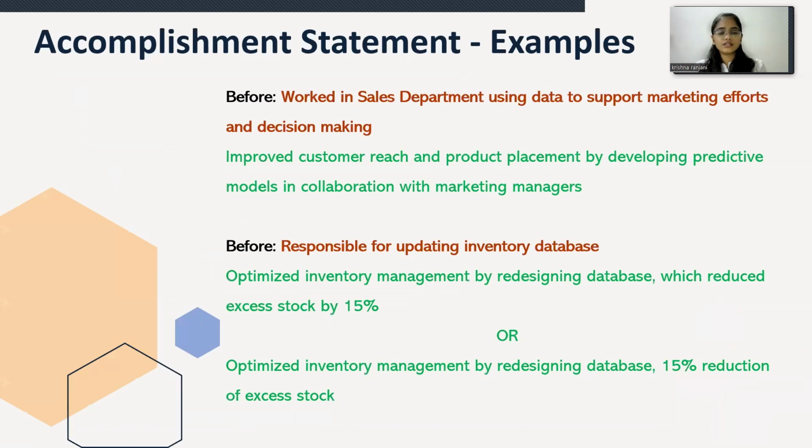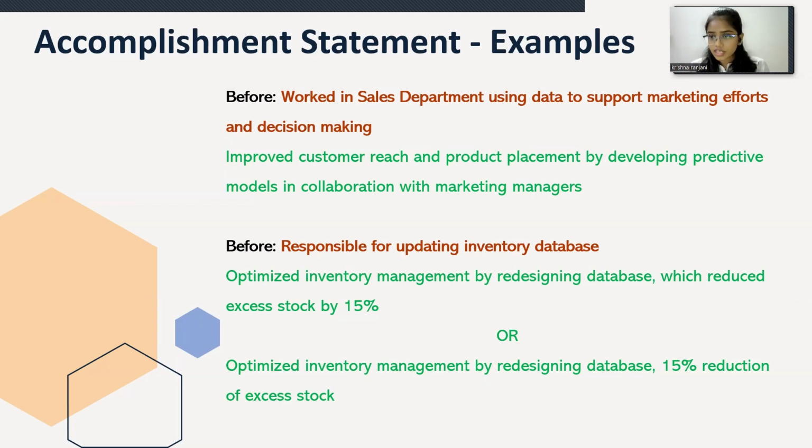So, okay, let's look at what kind of statement should not be written and how it can be improved. As you can see, basically, if a beginner is going to write a statement for an accomplishment or for the work done under an internship, it would be like this: Worked in sales department using data to support marketing efforts and decision making. Trust me, this is not a sentence I have created. This is a sentence that was made by a candidate while preparing a resume, and which got him rejected from the interview, right? How can we do it?